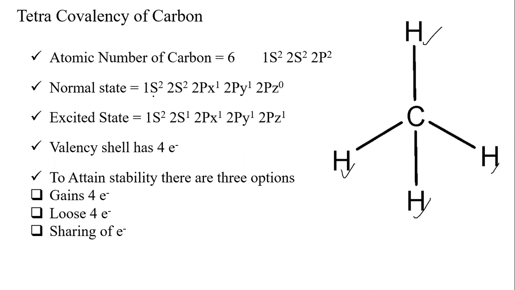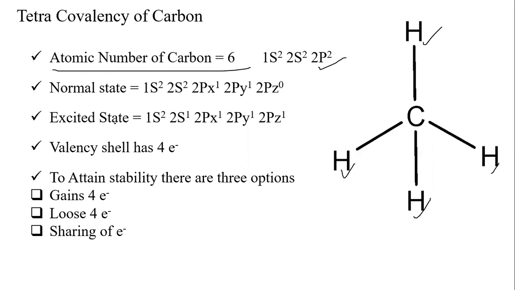But is it possible? There are only two lone pair electrons. So to avoid this, what happens? There will be an excited state. So what is the excited state? Before that, remember the atomic number of carbon is 6. So this is the electronic configuration 1s2 2s2 2p2. This is the normal state. The first orbital has two electrons, and the 2s is also satisfied. But coming to the p orbital, it is x, y, z, so 1 1 0. No problem.